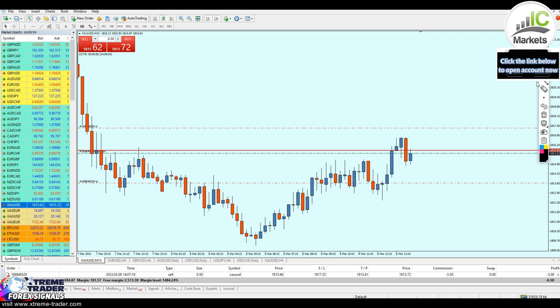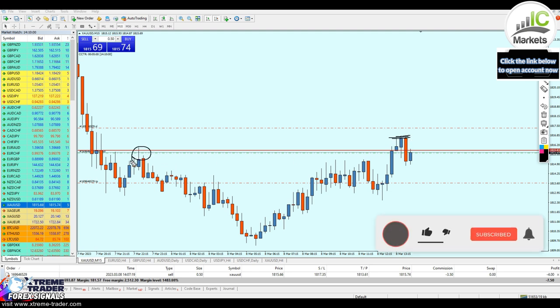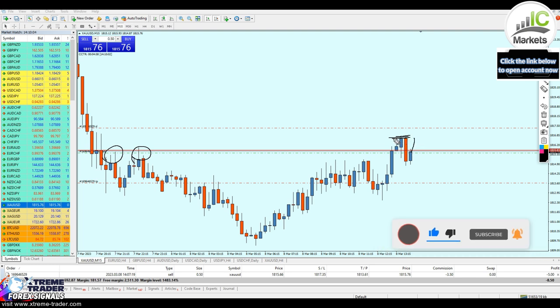The stop loss has been placed above that level of resistance, since we are relying mainly on that level of resistance right here, and we cannot expect the market to continue the rise until it reaches that level of resistance.